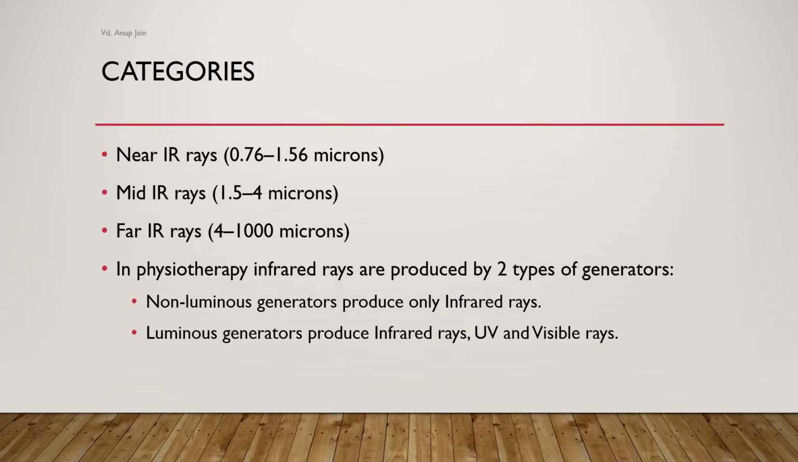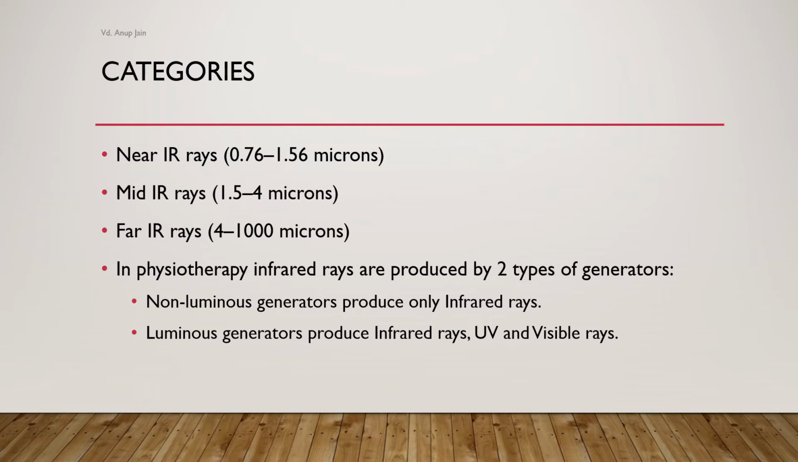There are different categories of infrared rays: near infrared rays with 0.76 to 1.5 microns, mid infrared rays having wavelength 1.5 to 4 microns, and far infrared rays between 4 to 1000 microns. It is said that far infrared rays are the light of life, as they promote healing in the body like no other. In physiotherapy, infrared rays are produced by two types of generators.